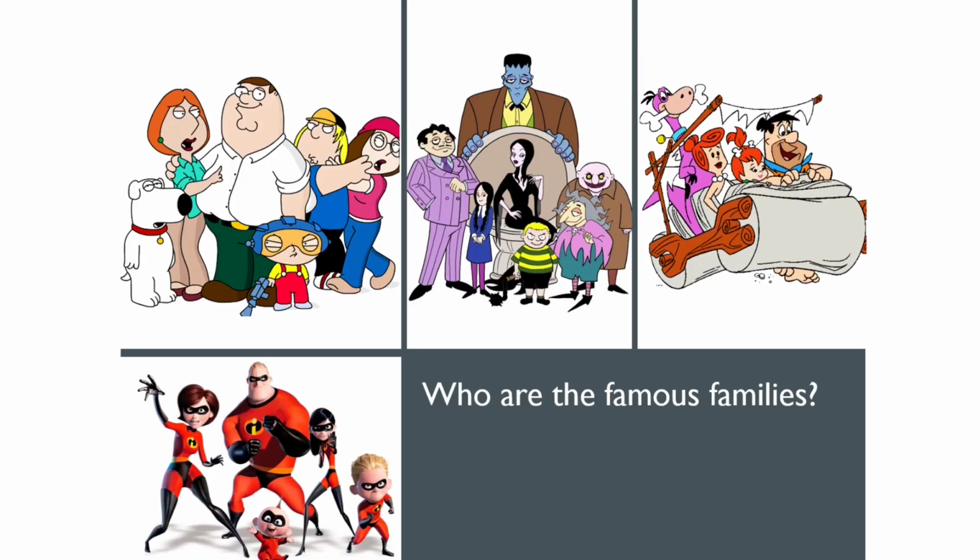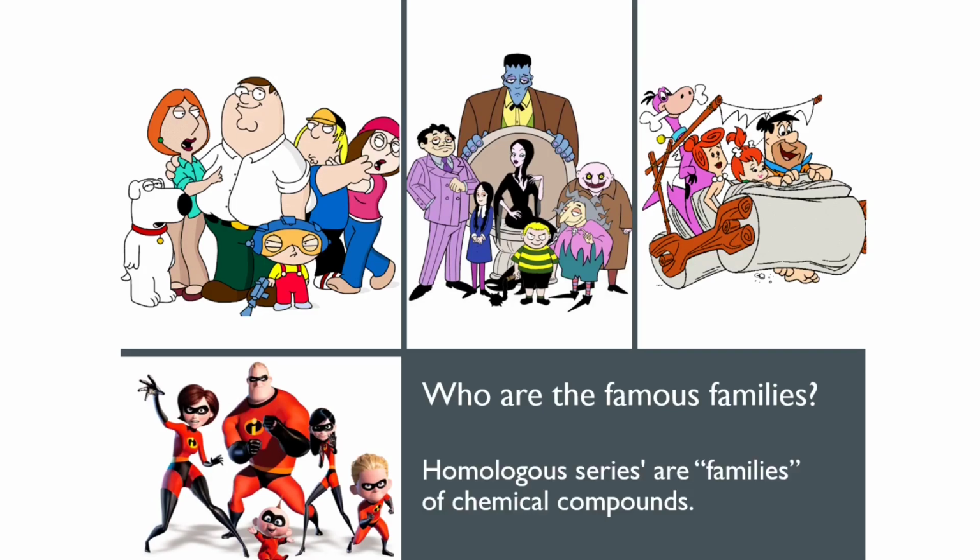So to put a little bit of context and flavour into homologous series, we can have a little look at these pictures. Well, what are they? Well, they're obviously all families, and that's pretty much all a homologous series is. It's just a family of chemical compounds. Chemical compounds that have been grouped together based upon their similarities in structure and in properties and uses. Do we know any of these families? I'm pretty sure the Simpsons is the middle one.